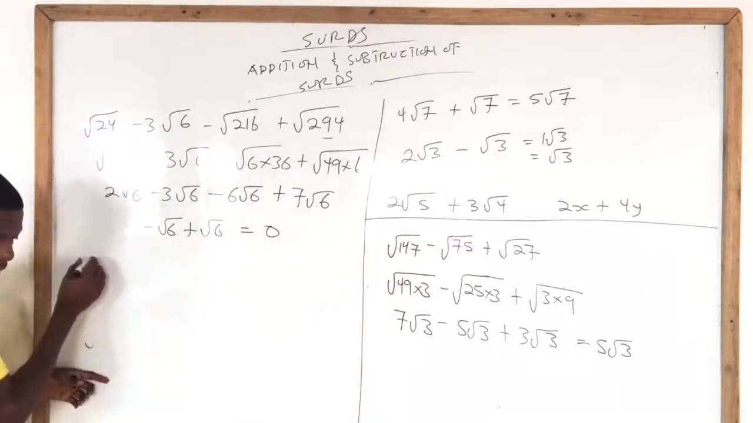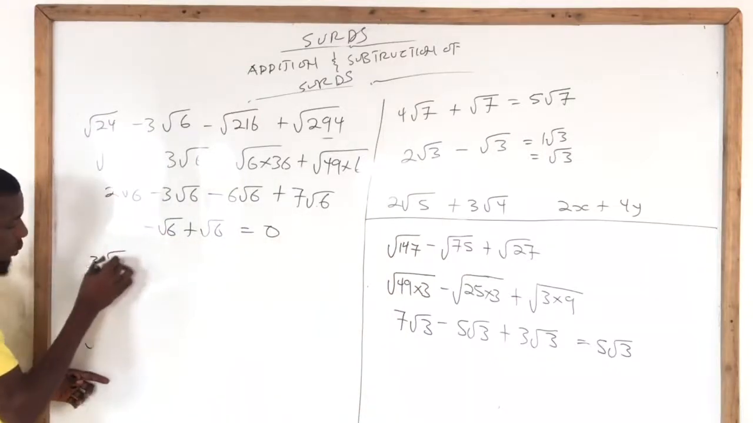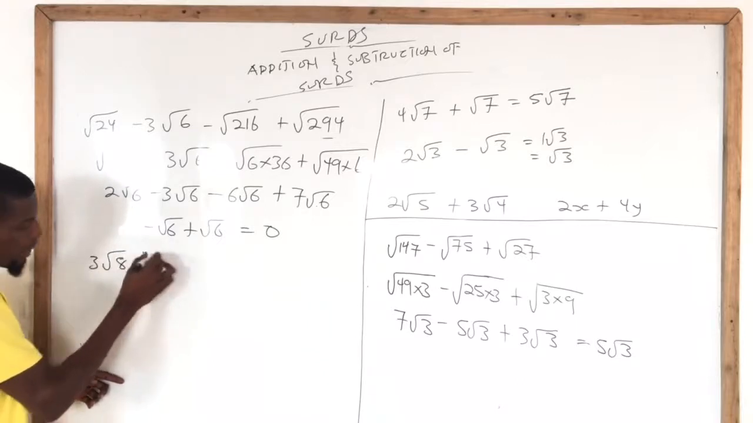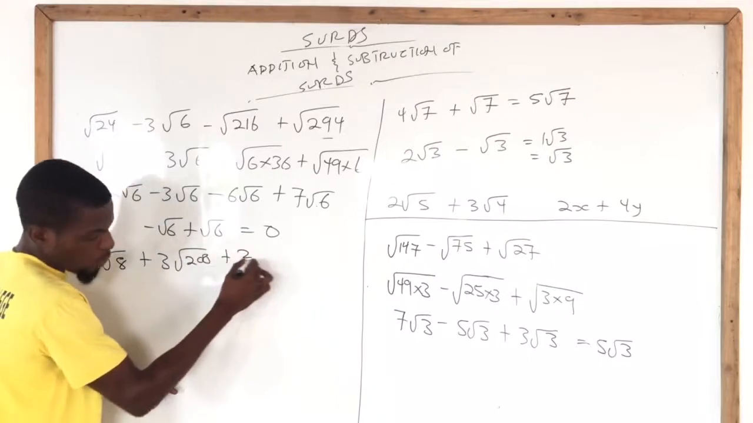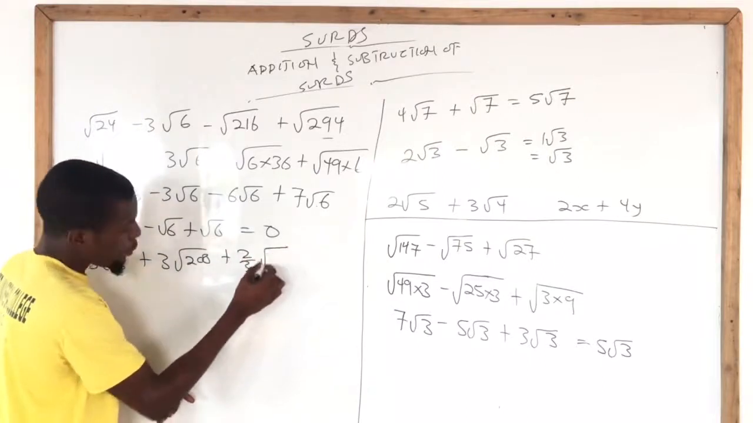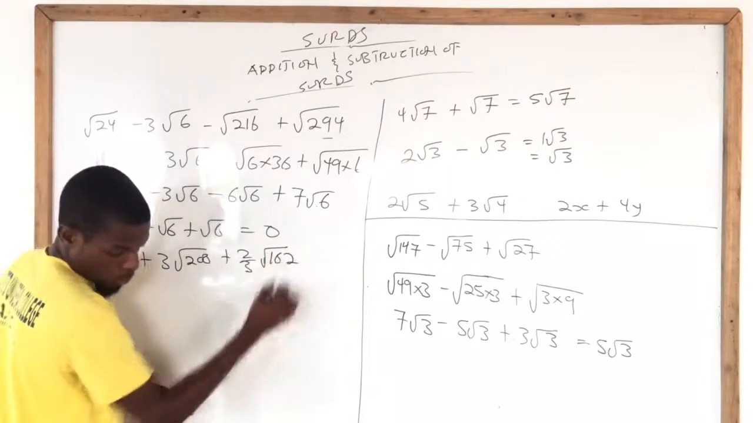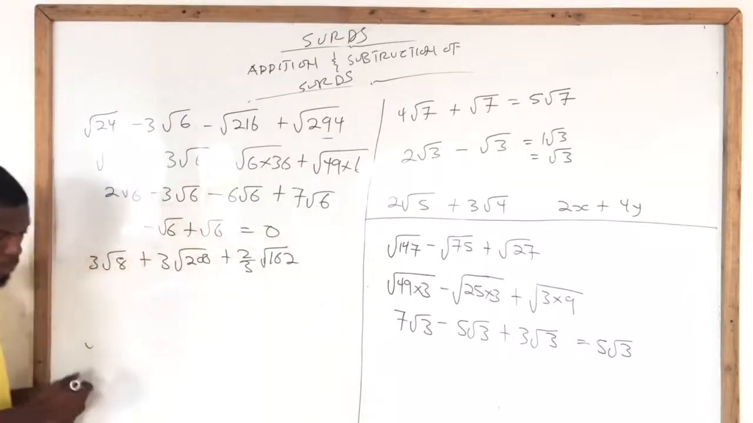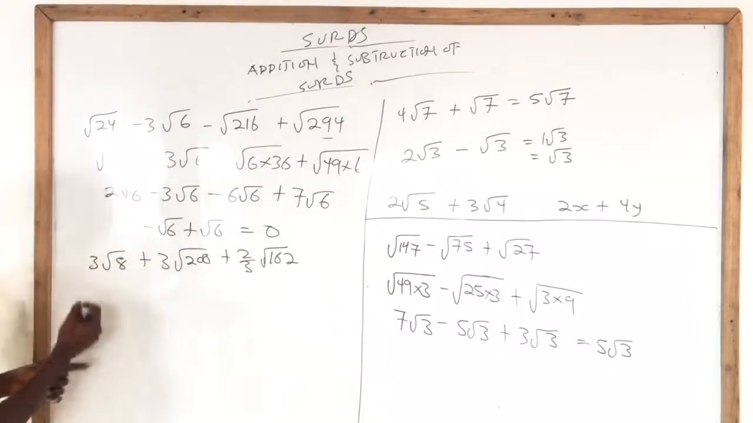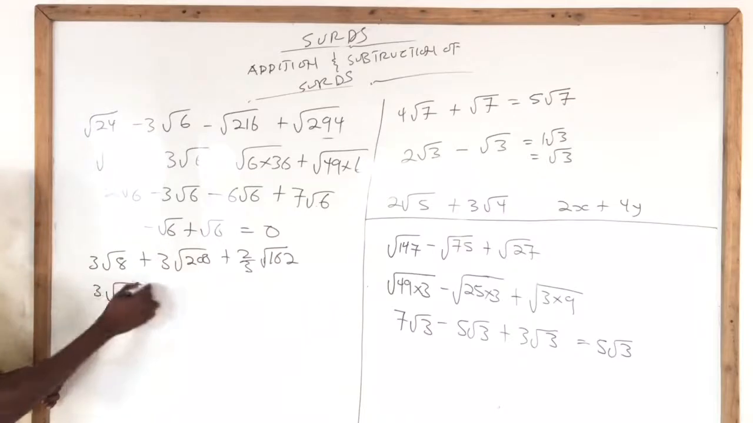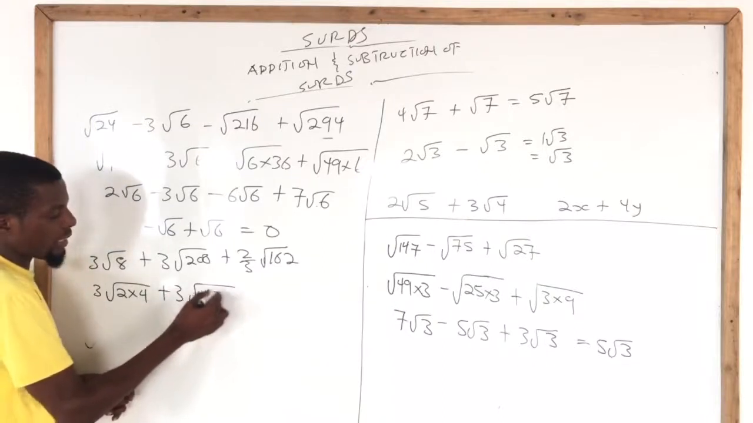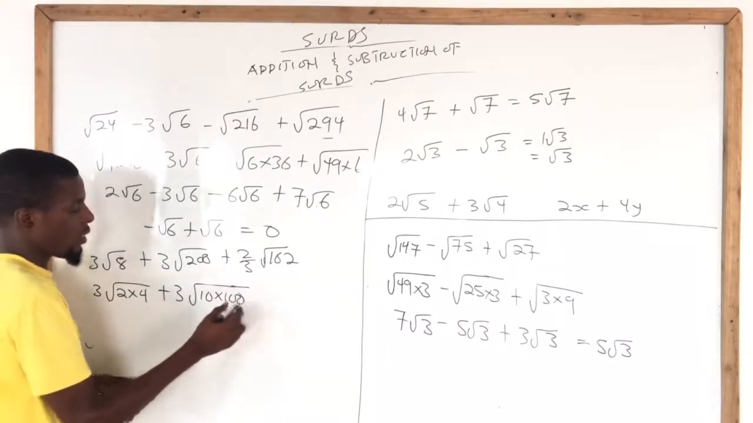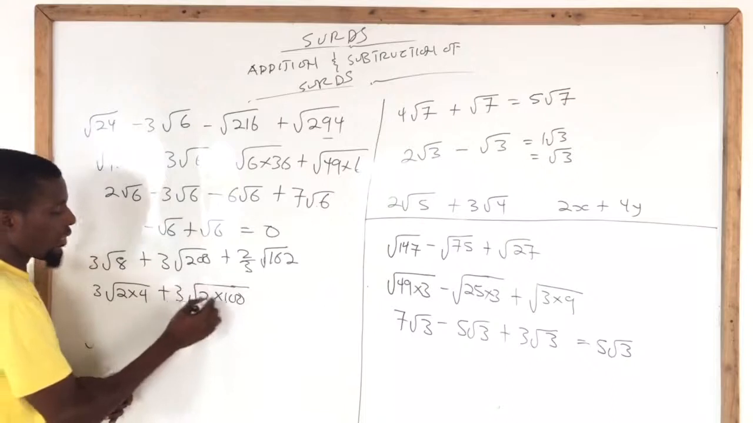This one, let me take a fraction. What if I have something like 3 root 8 plus 3 root 200 plus 2 over 3 root 162, right? So what do I do? So this one is the same as 3. We can split this, right? This is the same as 2 times 4 plus 3 into bracket. This is the same as 10 times 100. Right? Sorry, 2 times 100.